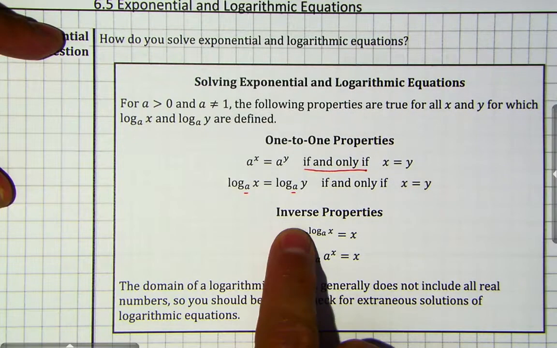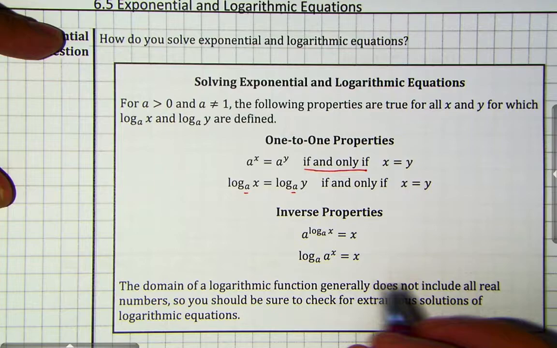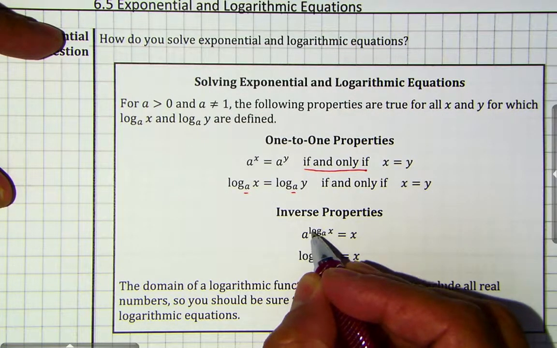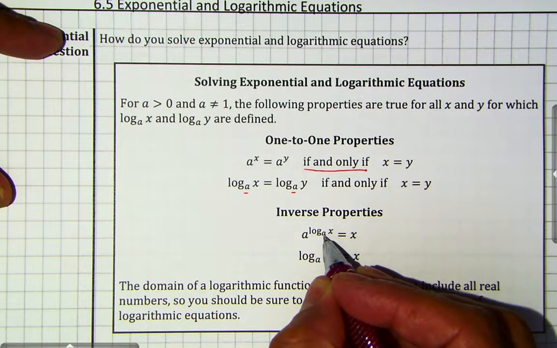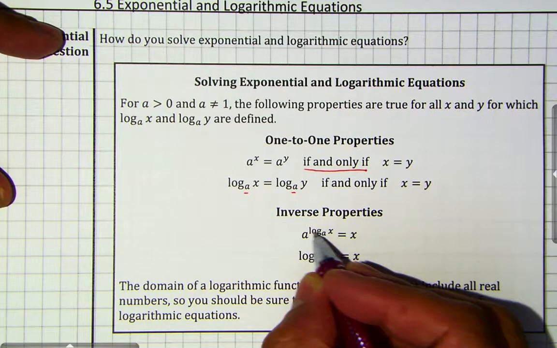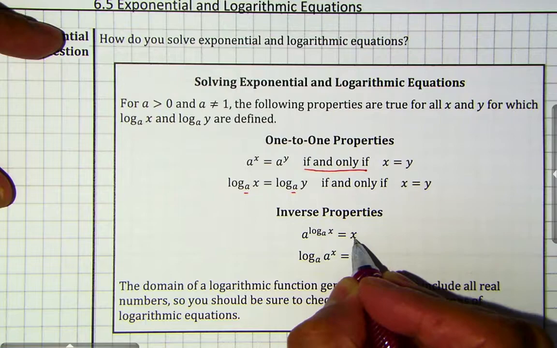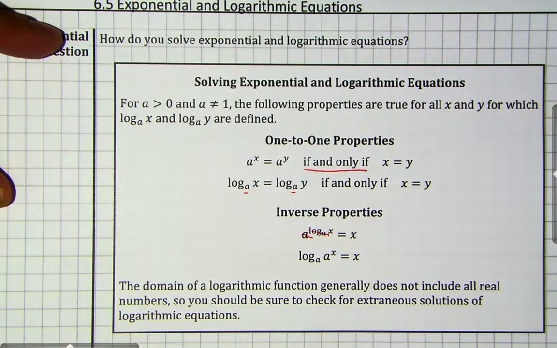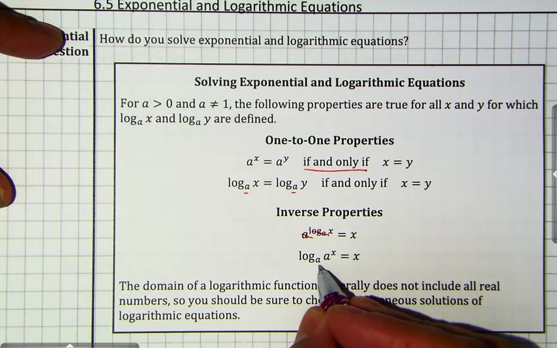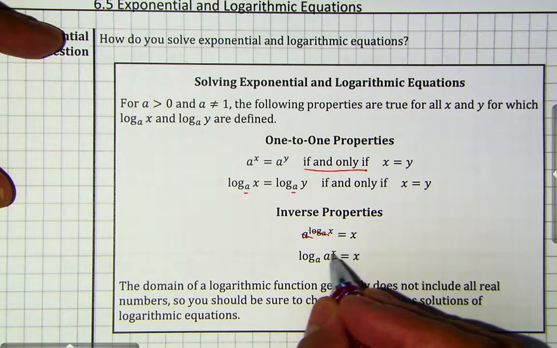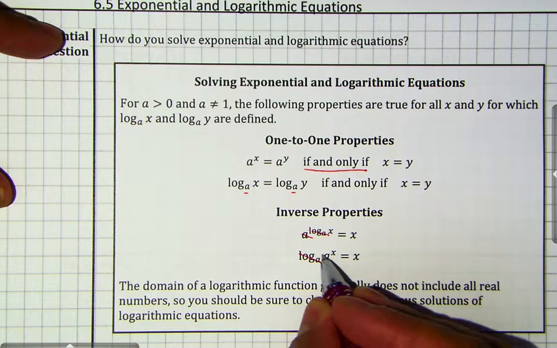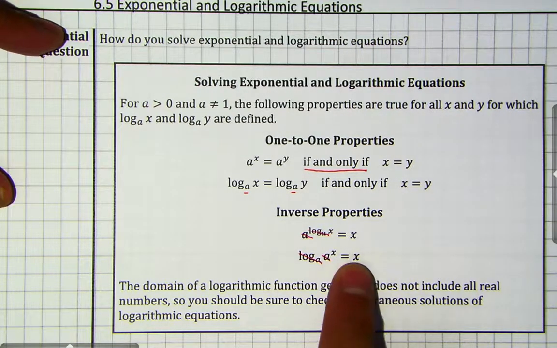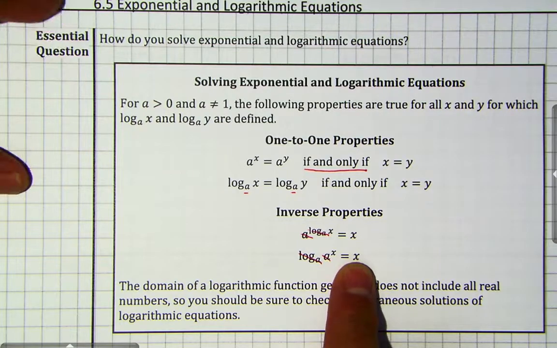And we also talk about the inverse properties. If there is a base a to an exponent with log base a, since they're inverses of each other, they cancel each other out, so we just have an x. In the same way, whenever you have a log base a of a to the power of x, they're inverses of each other, so they cancel out, and it will be equal to x.